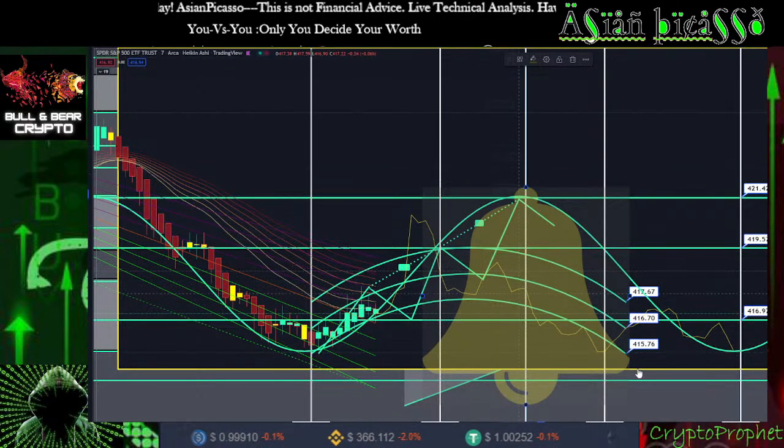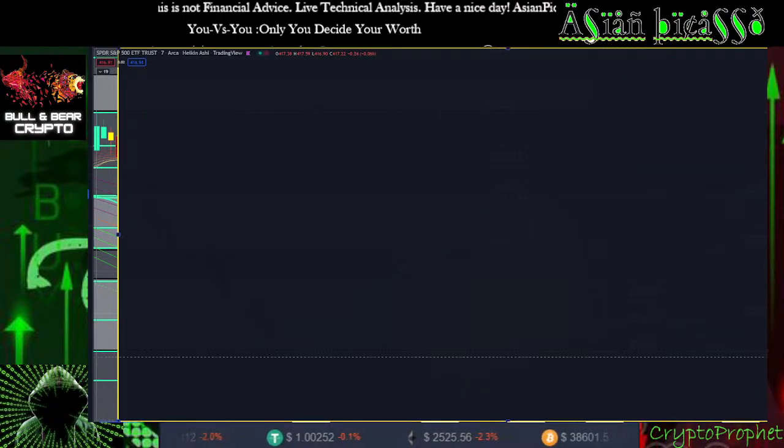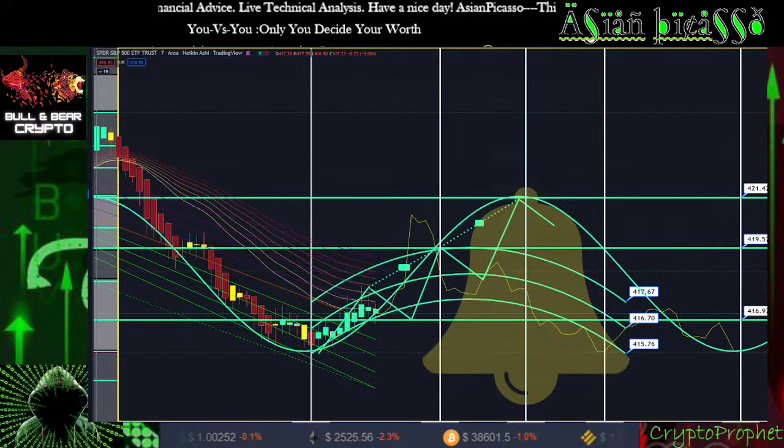It's kind of cool, the crack in the bell. I'll put that on Twitter for y'all to see right now. That's kind of cool.